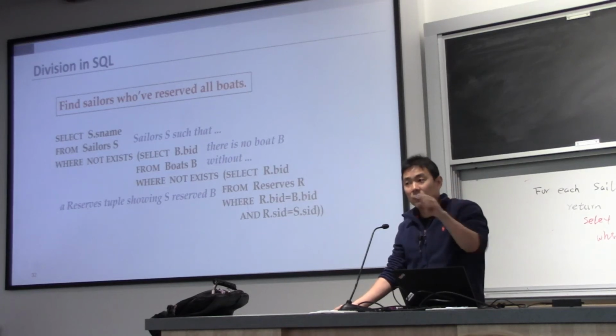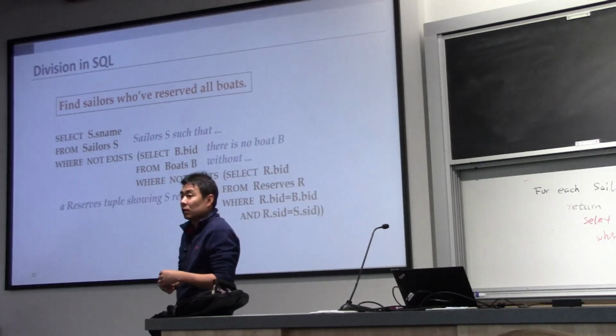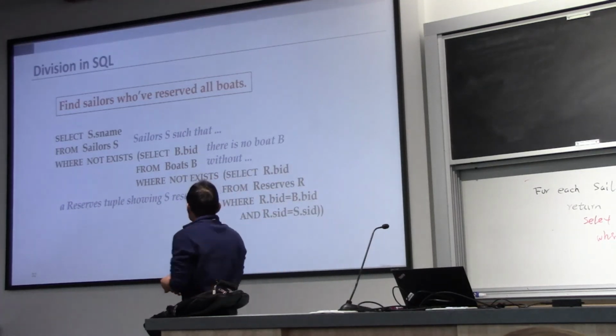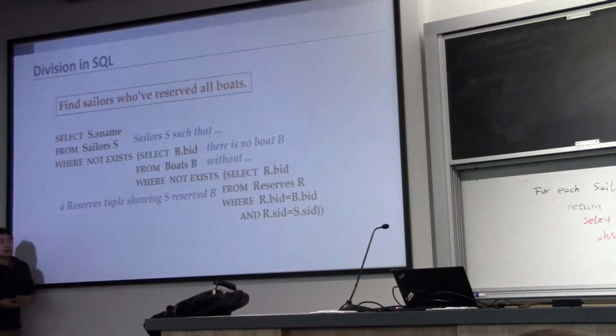Questions? Go ahead. Show maybe an example, like with 3 boats or something. Say again? Can you show maybe an example of this? Like, let's say there are 3 different boat IDs.